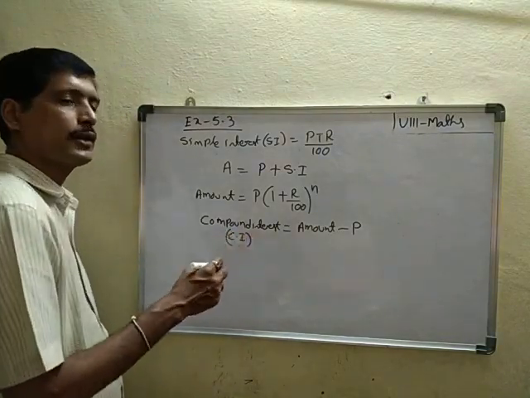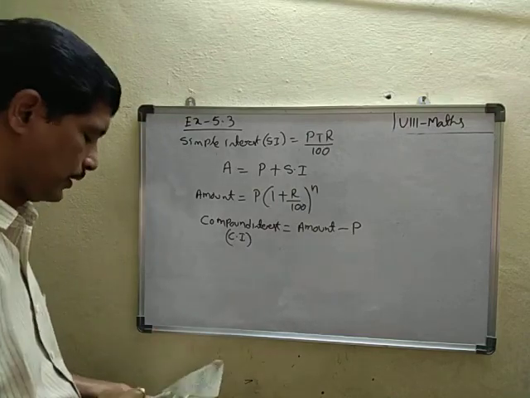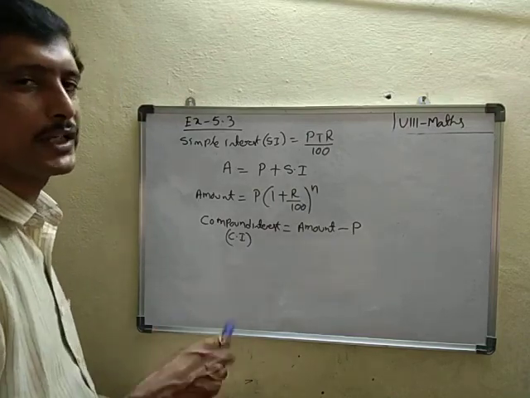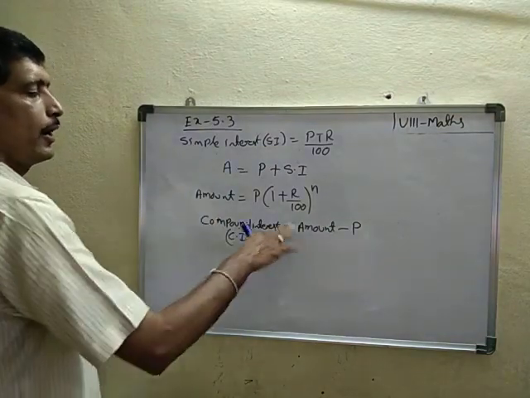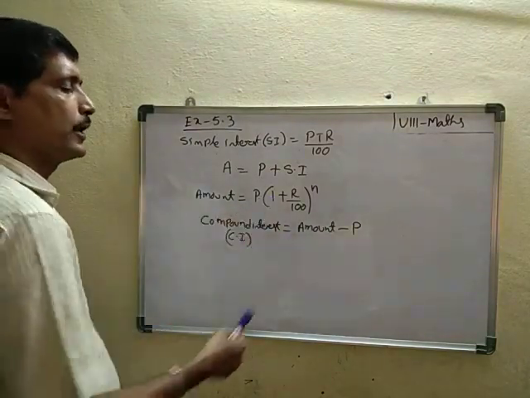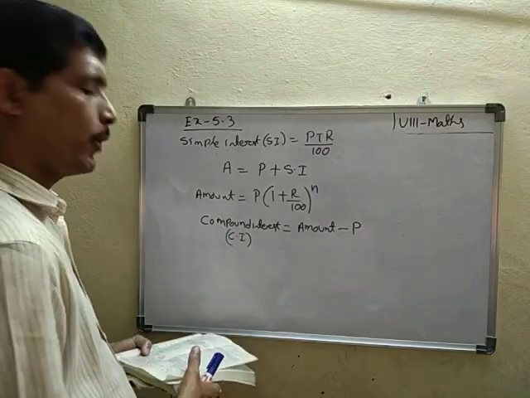Here compound interest means generally we are using banks, that is every 3 months, 6 months. Therefore that is a calculated interest, and again principal plus interest, you get the total amount again.